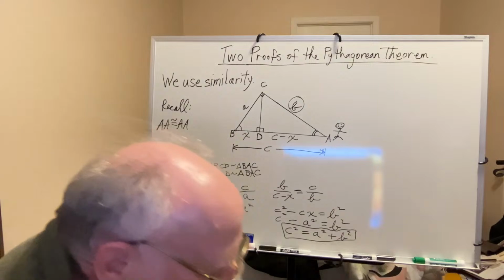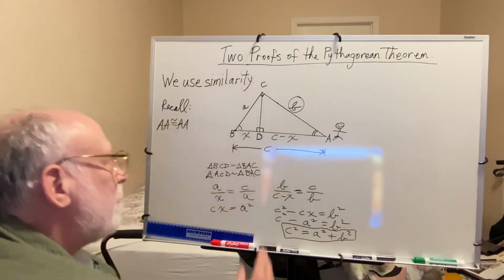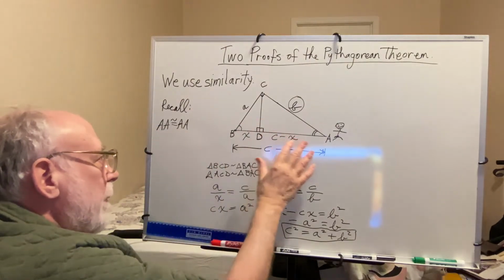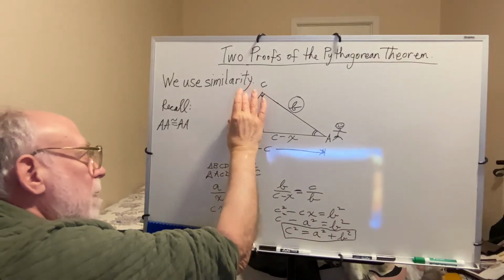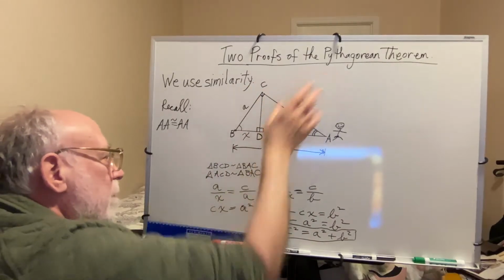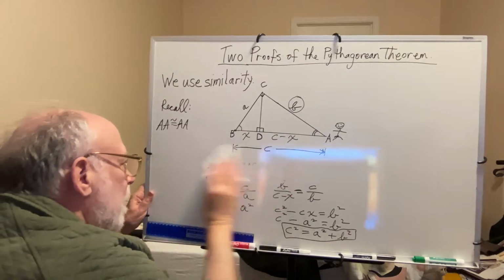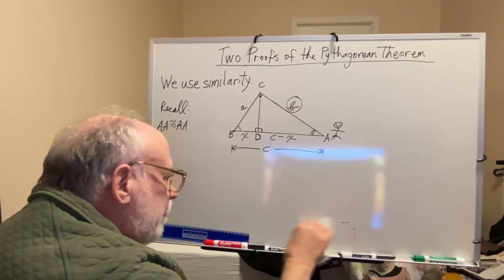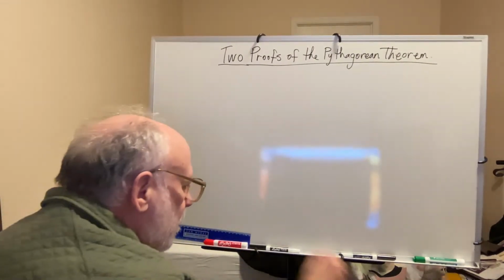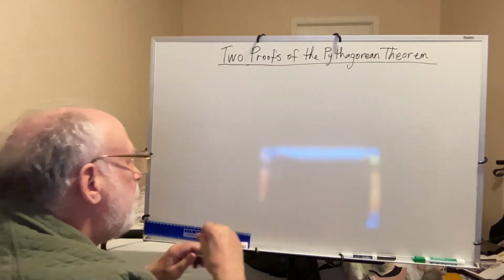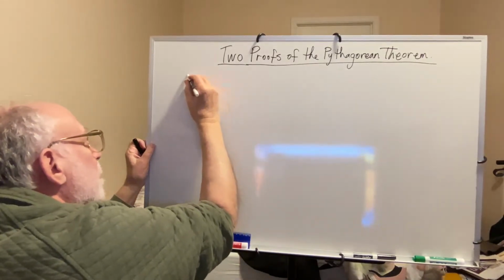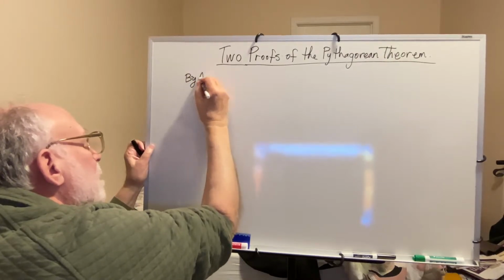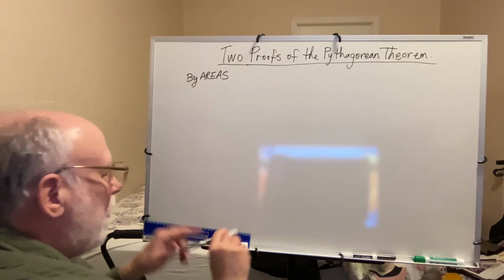Now we do a second proof, which is really part of what this theorem is about. It's about area. It's the area of the square on the base, the square over here, and the square over here. So now, in this proof, this is the standard proof with a little algebra thrown in. This is by areas, not completely, but partially.